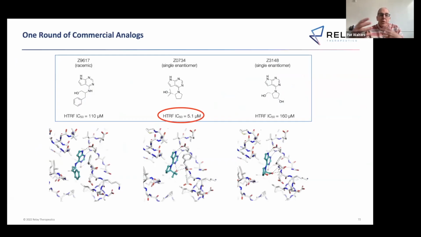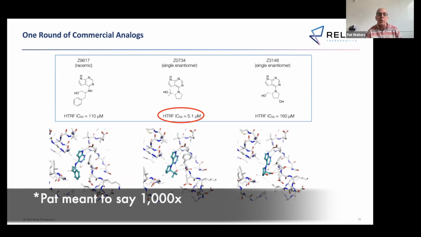We did another round of that, and now we've gotten to, by purchasing fewer than 100 compounds, we've now gone from compounds that were 5 millimolar or 10 millimolar down to molecules that are 5 micromolar. So we've got nice, efficient molecules. We've been able to, with a relatively limited computational and experimental expense, get essentially a millionfold increase in potency.